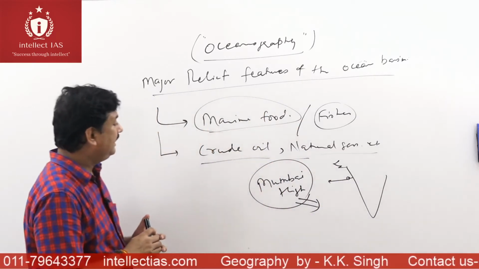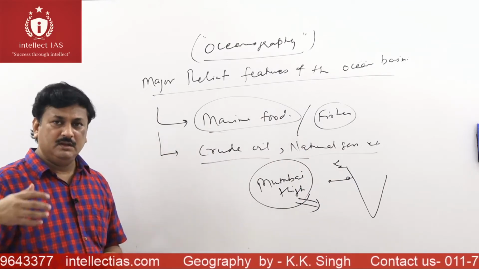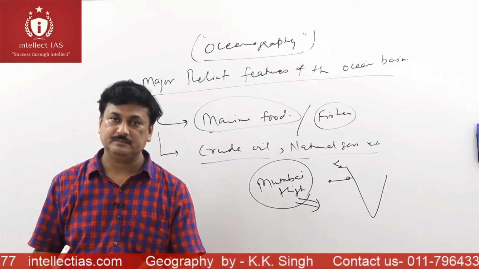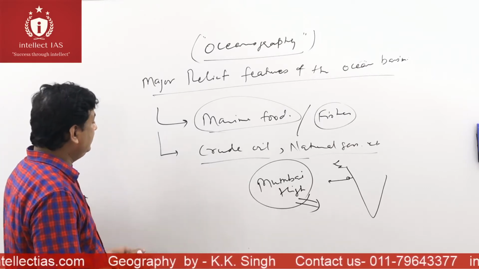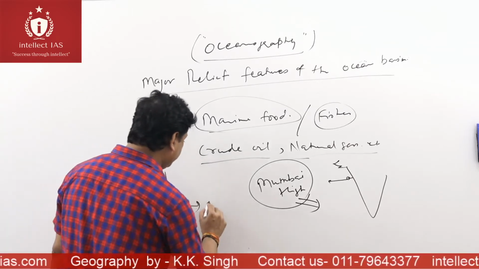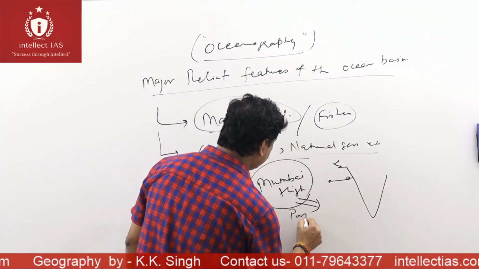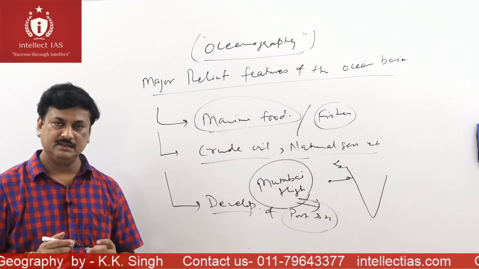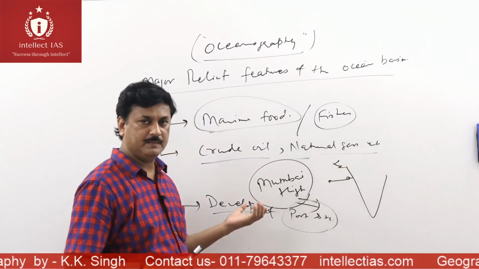So the continental shelf is the source of crude oil, natural gas and different types of minerals like iron, magnesium and many others. Apart from that, the continental shelf also provides a suitable location for the development of ports and harbors. We construct ports and harbors on the continental shelf only.